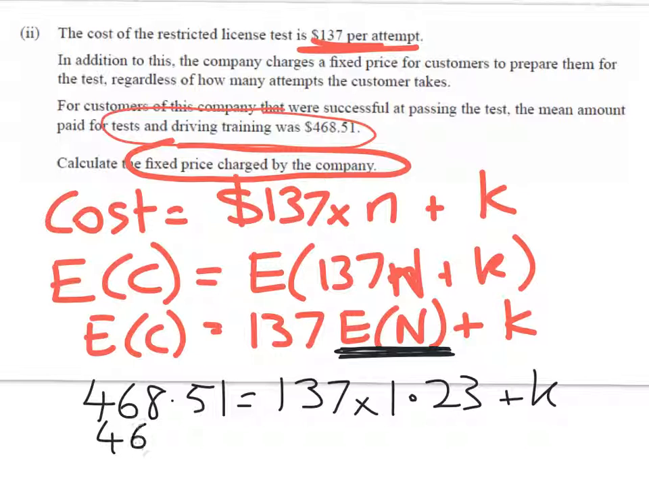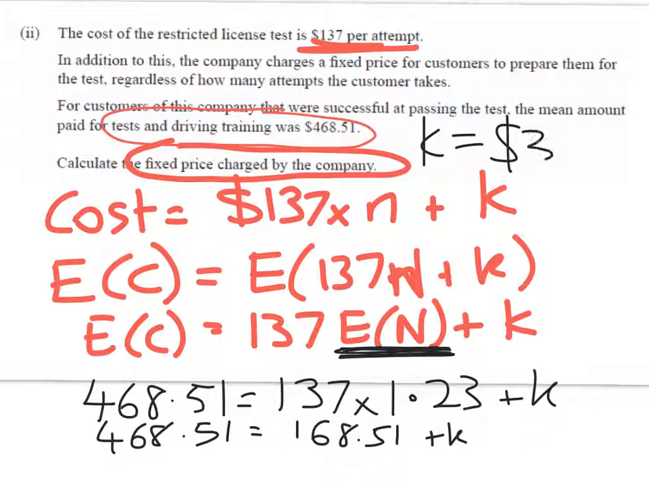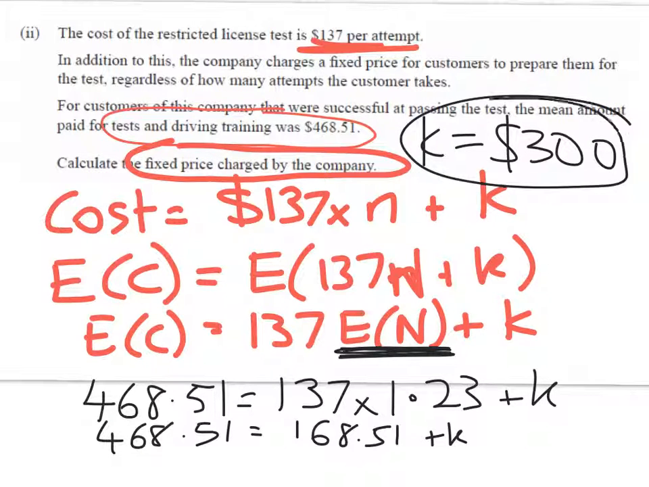So we've got 468.51 is equal to 168.51 plus k. So you should know at this point that you've got it right, because k is a lovely round number, it's $300. Alright, so k is equal to $300. That's the fixed price charged by the company.